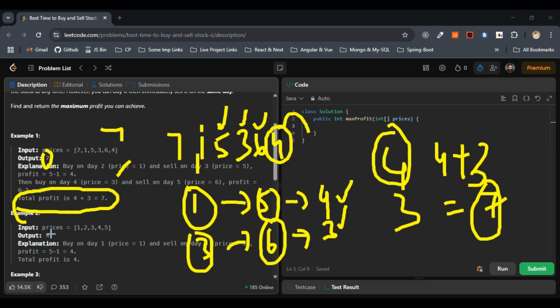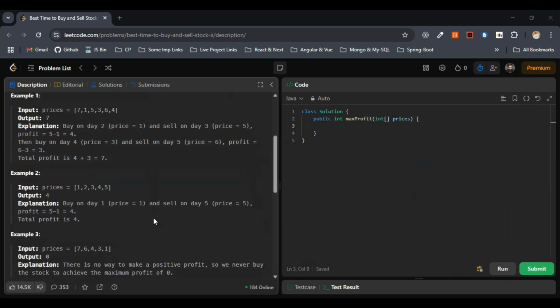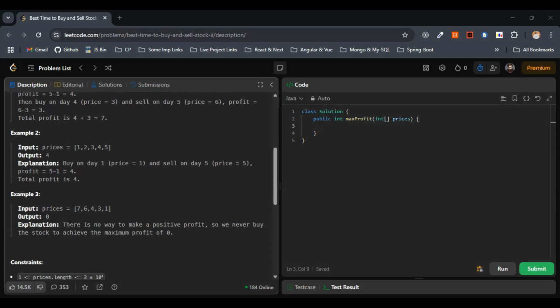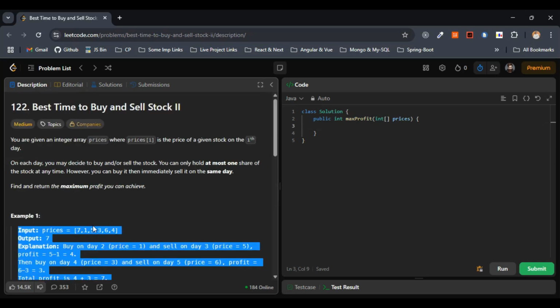Same goes with the second example. You can just go through the second example. It's extremely similar, right? So the second and third example, you can just go with it. Let me explain the third one here. We have 7, 6, 4, 3, 1. These are all in decreasing order, right?